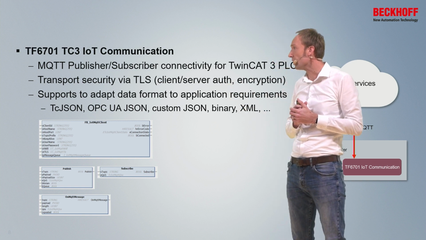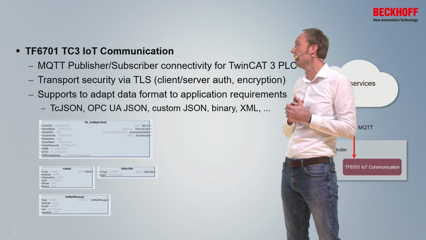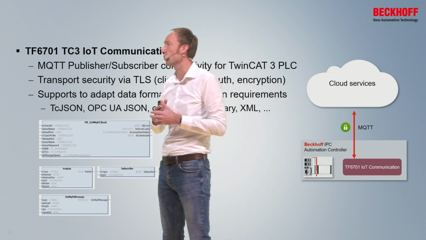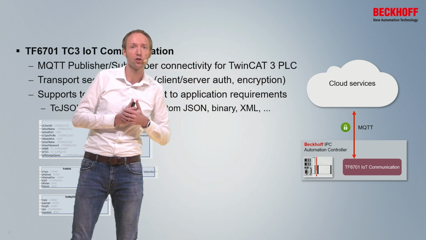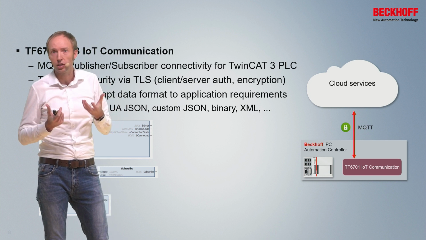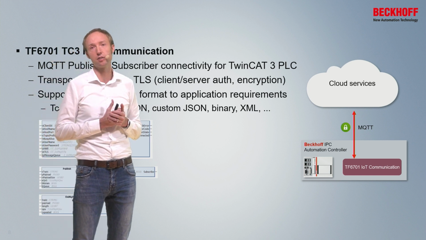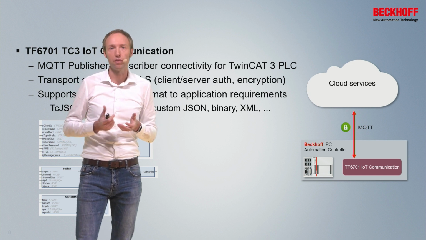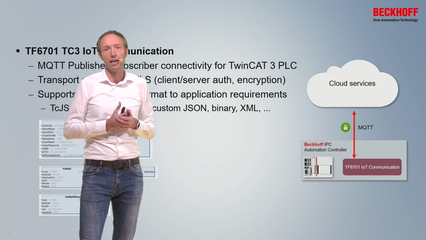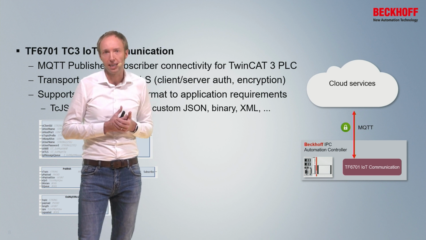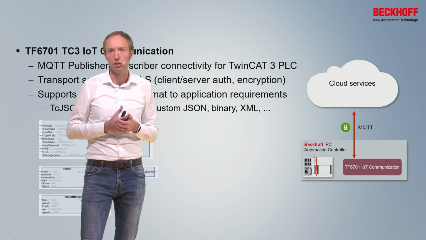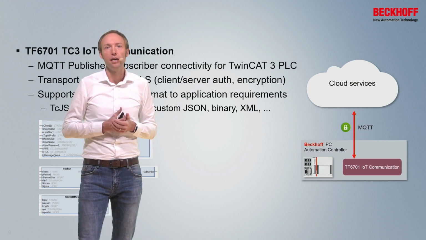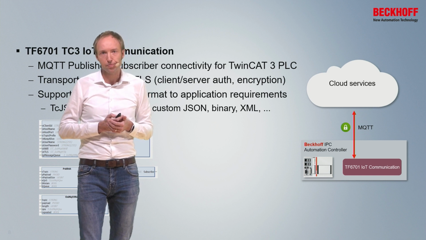So the first one is the IoT communication product TF6701, and it's a set of PLC function blocks that allow you to establish an MQTT communication with a message broker. The communication can be secured using TLS mechanisms, so you can encrypt the payload of the messages, you can use client-server authentication, and of course, it also supports different data formats. So you can use a binary data format, a JSON-based or XML-based data format, so whatever you have in mind and whatever your application needs.